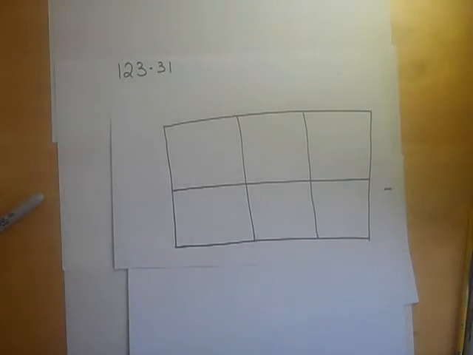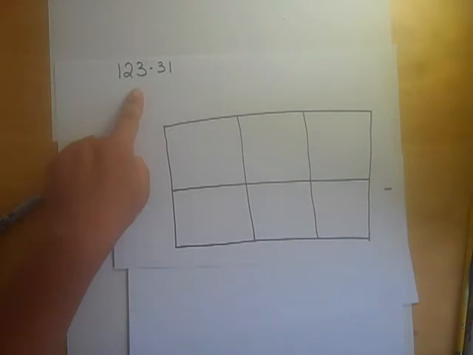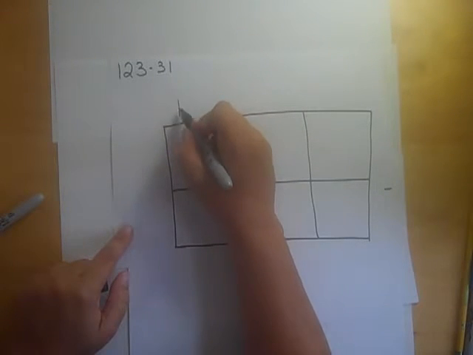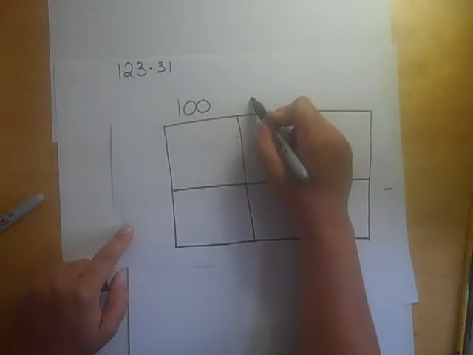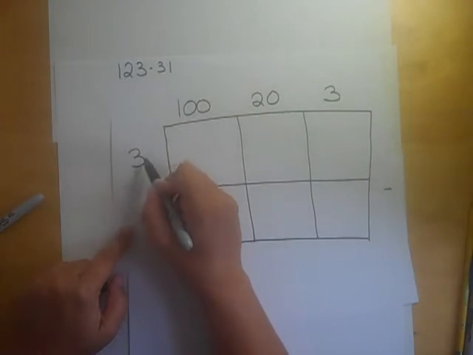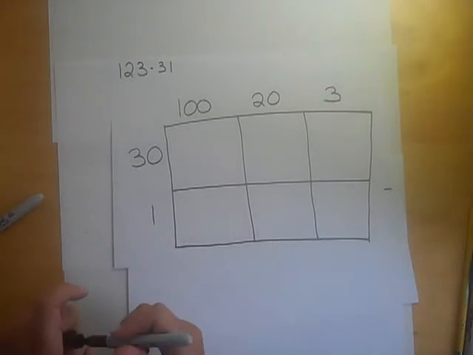This is the Multiplication Assessment Study Guide. Problem number 1 is 123 times 31. So we're going to split the 123 into 123, and 31 will be 31.